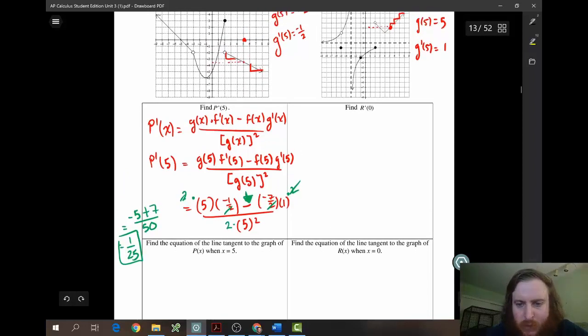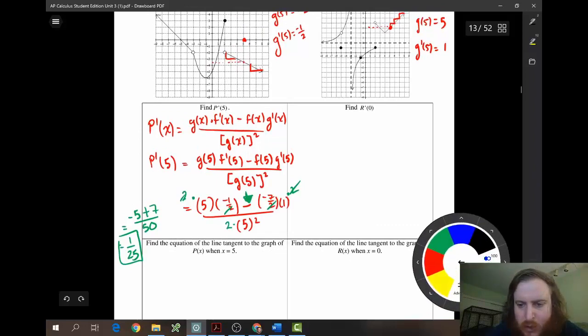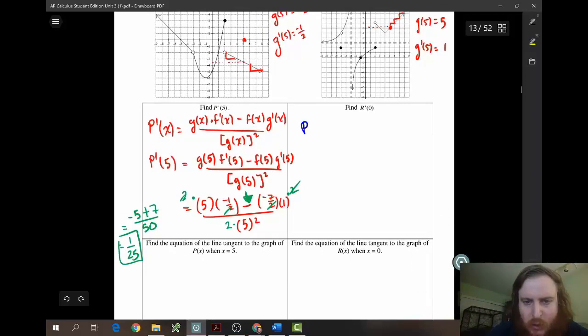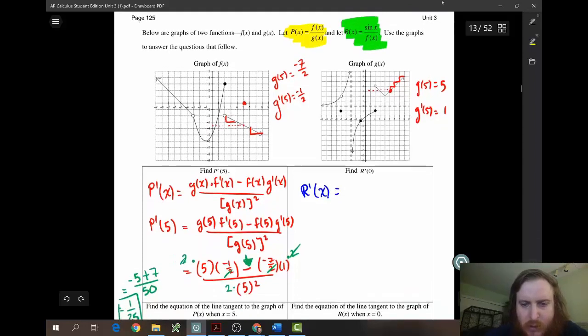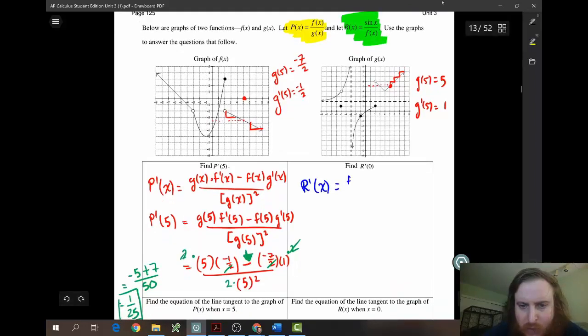Okay, our next one, find r prime of 0. So before we can do r prime of 0, we need to do r prime of x. Now in this case, our low is f of x and our high is sine of x. So low would be f of x times sine of x's derivative would be cosine of x. And again, it's really good practice to put these in parentheses. Then minus high sine of x times d low f prime of x, all divided by f of x squared.